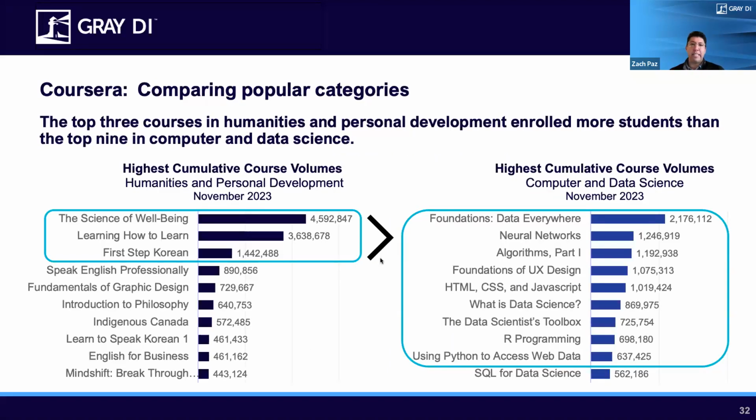When you start to get into the details of these categories, you can really see what is driving those areas. And here's just a comparison of looking at humanities and personal development to computer and data science. Now, the science of well-being was one of the number 1 enrolled courses on Coursera of all time. So that obviously drives this area up a lot. But if you look over at the computer and data science, look how many different subject areas there are, and you can kind of see that there's a lot of different areas that you can touch on within this category.